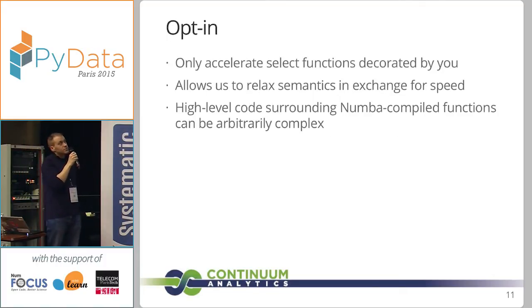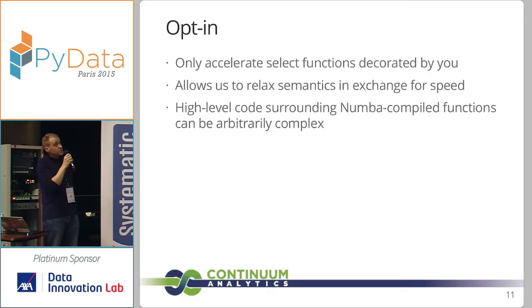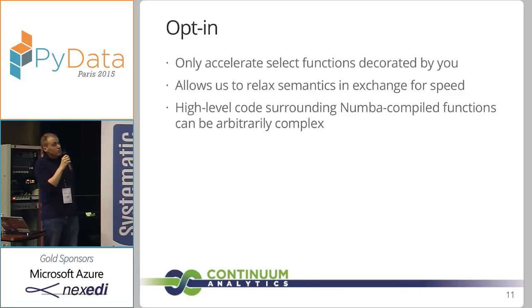So it's opt-in. Opt-in means when you want to compile a function using Numba, you apply a decorator to it. That means it only accelerates the functions you ask it to accelerate. This has a nice property, which is that it allows us to relax the semantics of Python code. I'll detail a bit the semantic changes. And while it relaxes the semantics, the code surrounding your Numba functions can still be arbitrarily complex Python code, and doesn't have to be affected by its semantic changes.